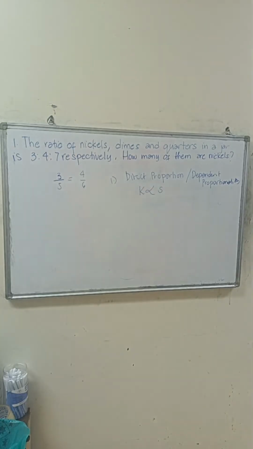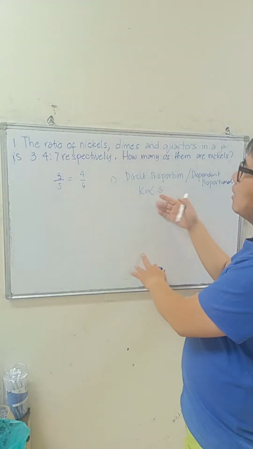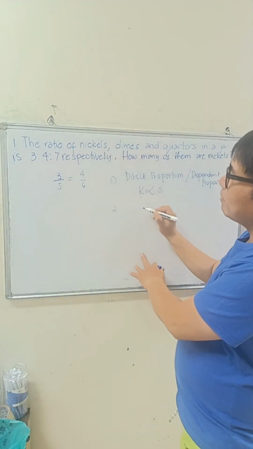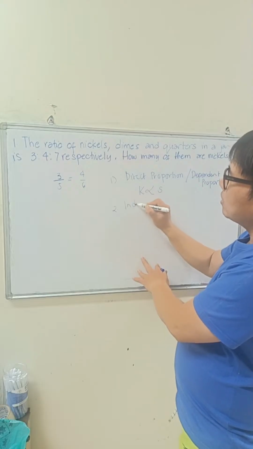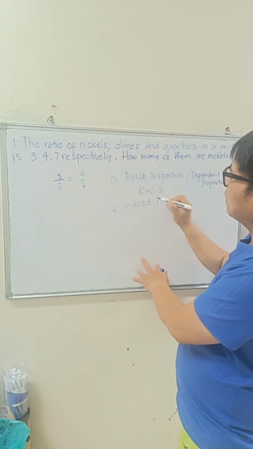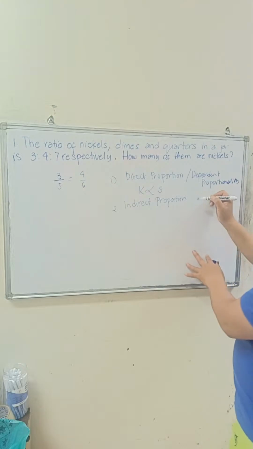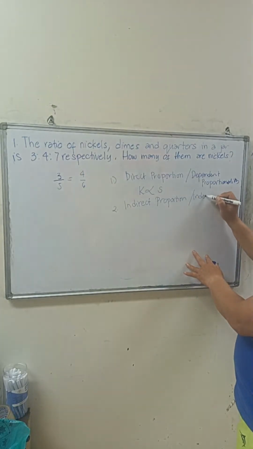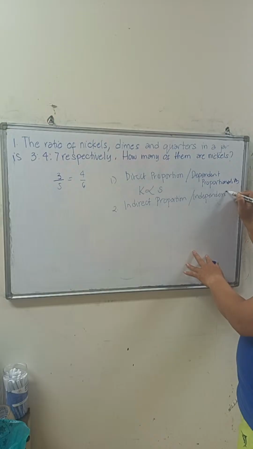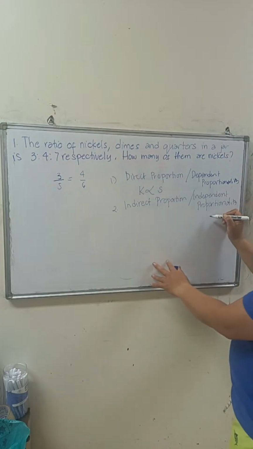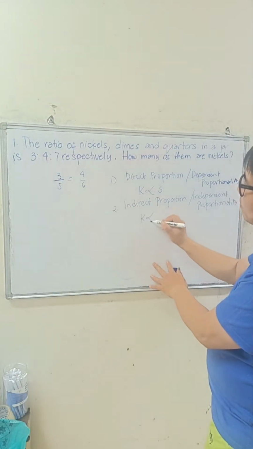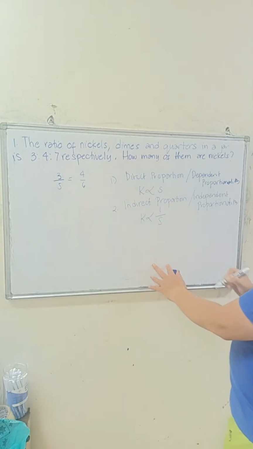Okay, things like that. And then this is directly proportional. Now, if I say the second category is indirect proportion, this is called the inverse proportionality. Get the point? Hope so. Now the expression will be K is inversely proportional to 1 over S.